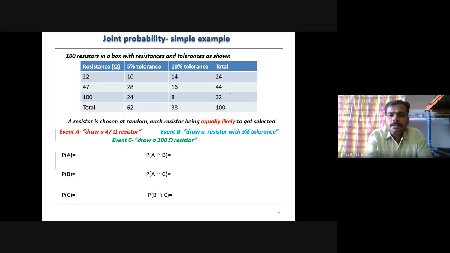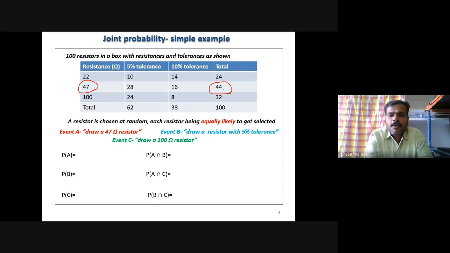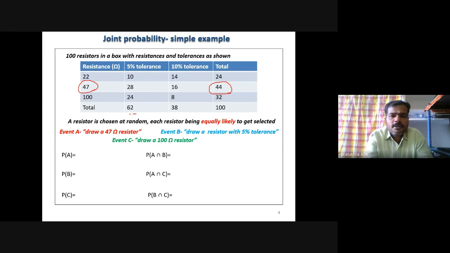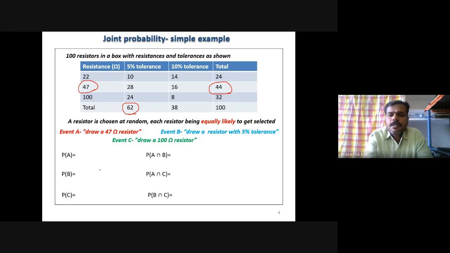Out of the 100 resistors, a total of 44 are 47 ohms, so P of A will be 0.44, that is 44 by 100. Similarly, B is the event of drawing a resistor with 5% tolerance. The total number of 5% tolerance resistors is 62, so P of B is 0.62.